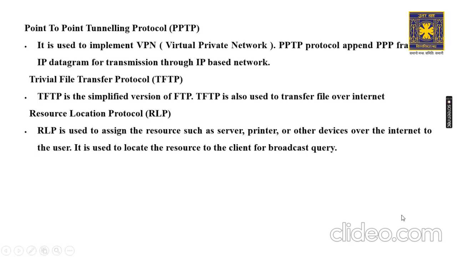So this is all about protocols. Then we have Point-to-Point Tunneling Protocol, PPTP. It is used to implement VPN, virtual private network. The PPTP protocol appends the PPP frame in an IP datagram for transmission through an IP based network. Then TFTP, Trivial File Transfer Protocol. It is a simplified version of FTP, also used to transfer files over the internet. Then Resource Location Protocol, RLP. RLP is used to assign resources such as servers, printers and other devices over the internet to the user. It is also used to locate the resource for the client for a broadcast query. So this is all about protocols.